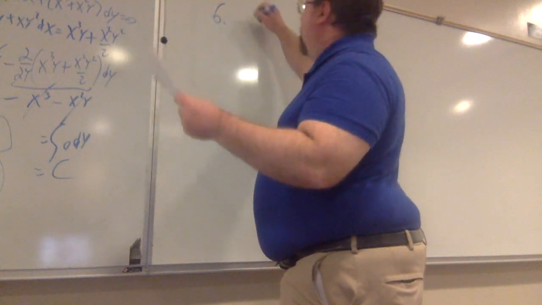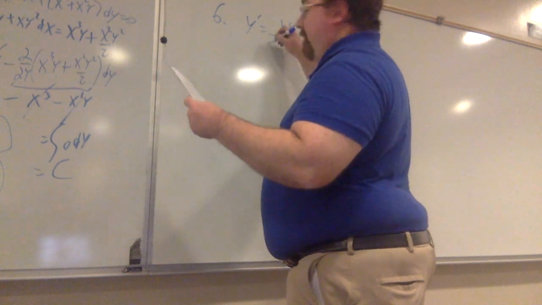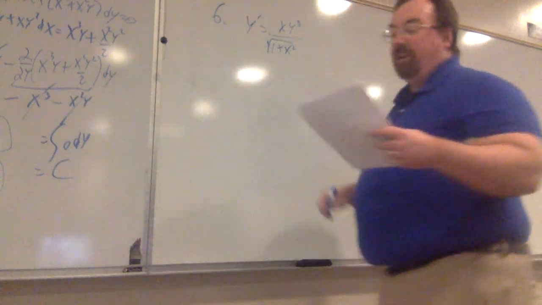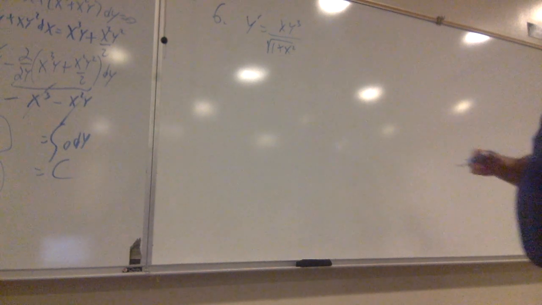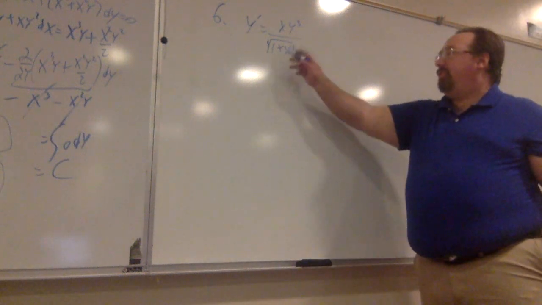Number 6, y prime is equal to x y cubed over square root of 1 plus x squared, with an initial condition. How is this equation to be classified? What are the types? No. Separable. It is separable. Homogeneous needs all terms to be the same degree. This is degree 1, actually they're all different degrees.